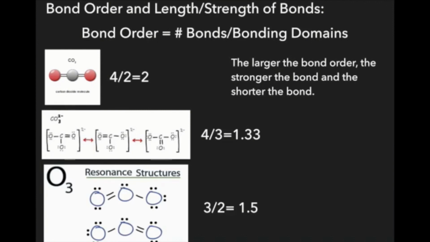Another thing to note, the larger your bond order, the shorter the bond is going to be. So I could ask, which would have a shorter bond length, carbon dioxide or carbonate? And the answer would be carbon dioxide because it has double bonding. It has a bond order of 2, while carbonate only has a bond order of 1.33.